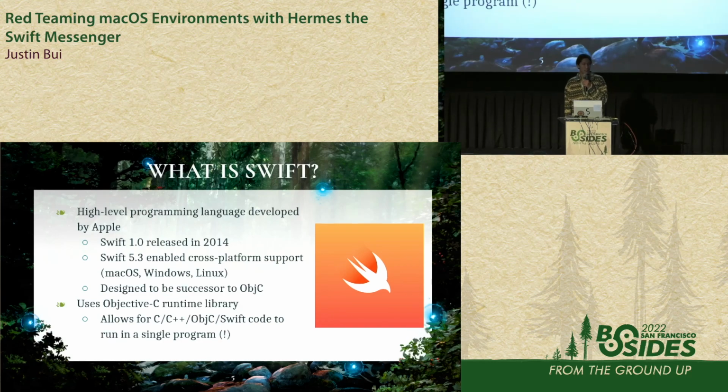Swift was designed to be safer, faster, and more optimized than its predecessor, Objective-C. Swift leverages the Objective-C runtime library under the hood. And this is particularly great for attackers because within a single Swift program, we can call C, C++, and Objective-C code. So if we need lower level functionality, we can access it through these bridging headers. I'll mostly be talking about Swift for macOS, but you can also write iOS and tvOS applications, or iOS and tvOS malware, in Swift.